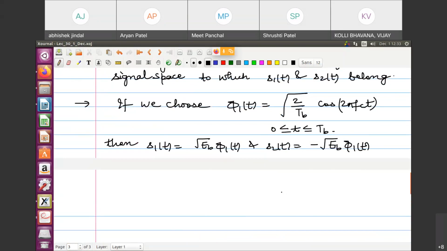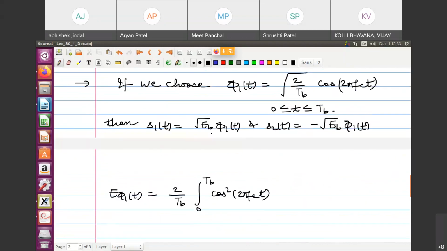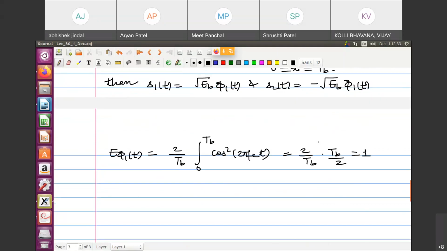Okay, now remember, what is the energy of phi 1(t)? Because we have said that it is a basis function, so you can write the integral from 0 to Tb of cos square of 2 pi fc t, and we have seen that the answer to this would be Tb by 2. Here I think we have seen the remaining terms would be 0 and only Tb by 2 remains. So if I put in 2 by Tb into Tb by 2, it is equal to 1. So we have checked that phi 1(t) has unit energy.